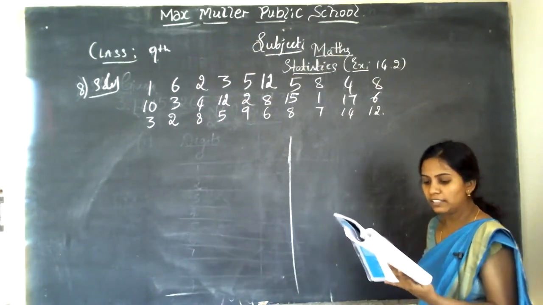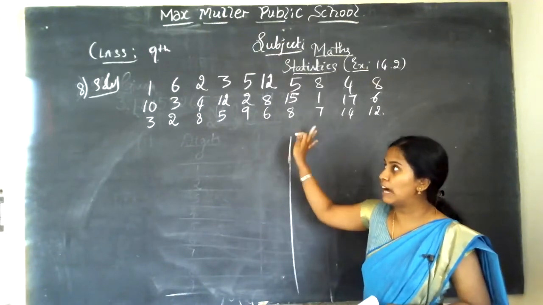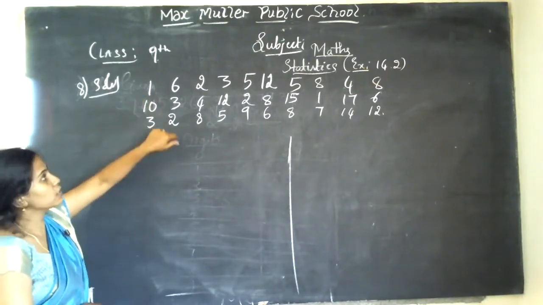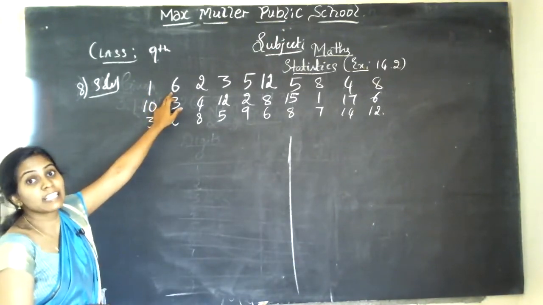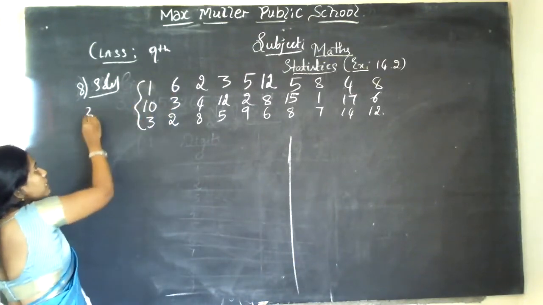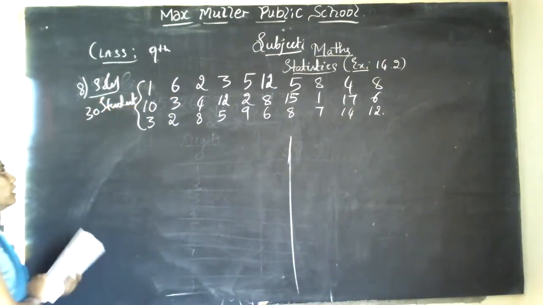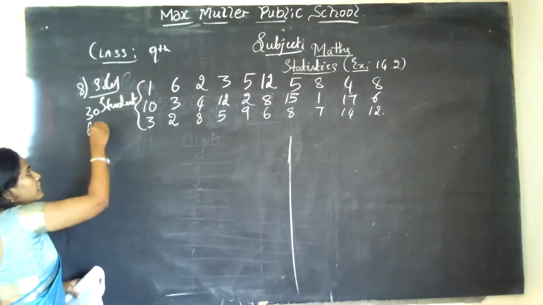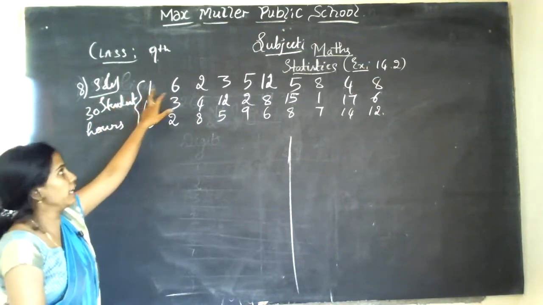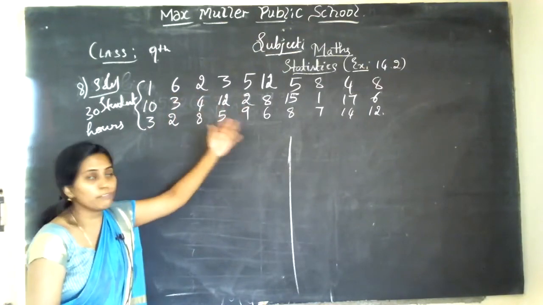So what do we have to find? These are the 30 children who have watched TV for hours. For example, the first student has watched TV for 1 hour, the second student for 6 hours, the third student for 2 hours. They have given the information of 30 students, in hours. Similarly, they have given for all 30 students.